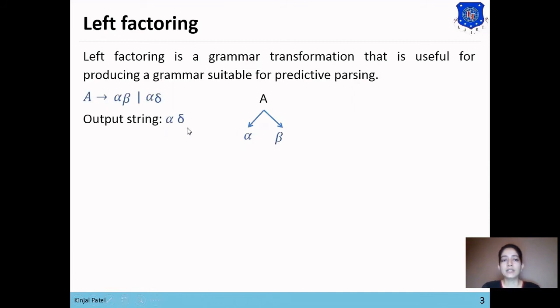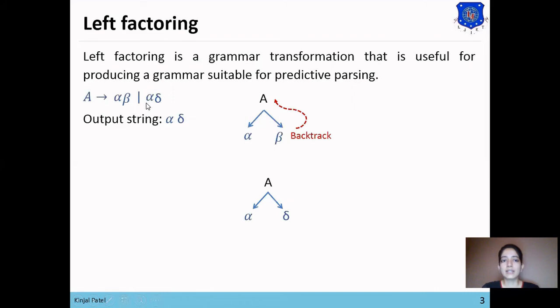Now it will check for the next character. The second character in the output string is delta, and in the parse string it is beta. So it compares delta with beta, but delta and beta do not match. So the parser will backtrack and check for the other alternatives available in the grammar.